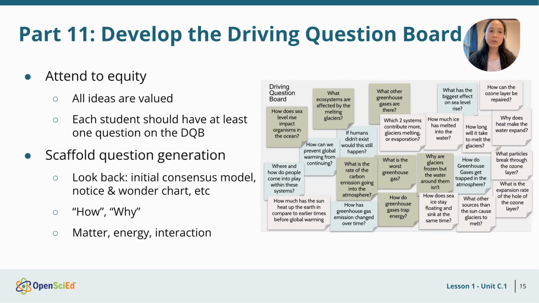When building the driving question board, they are required to listen attentively, as they are not allowed to repeat the same question, but they can add or modify a question that was already shared. They have to share how their question is related to the question that came before. I have included on this slide the driving question board from one of my classes.